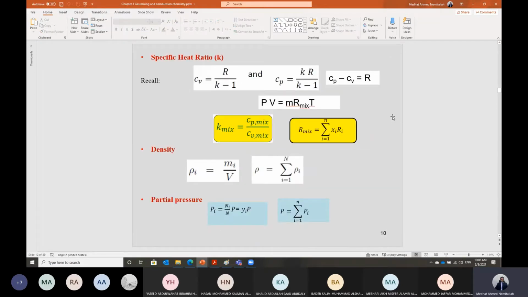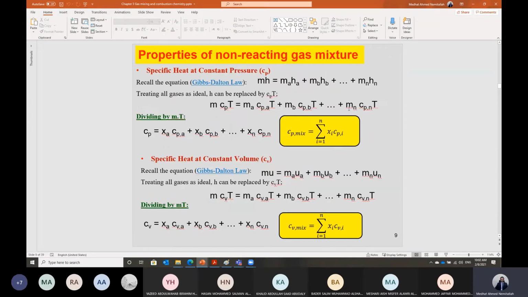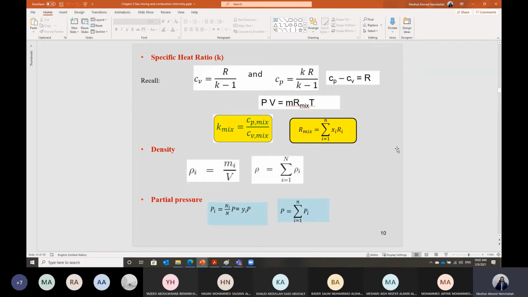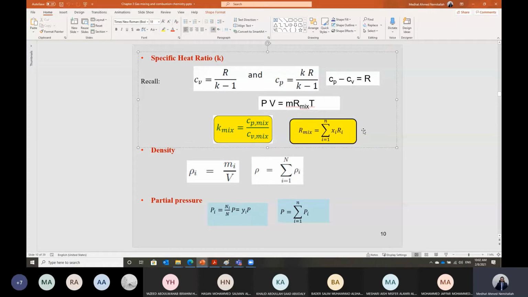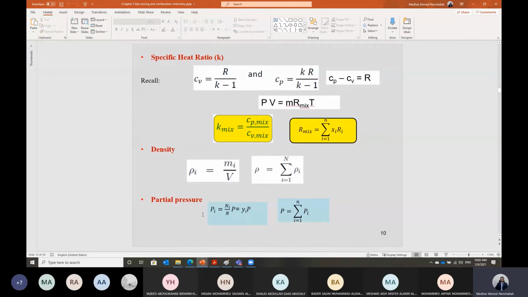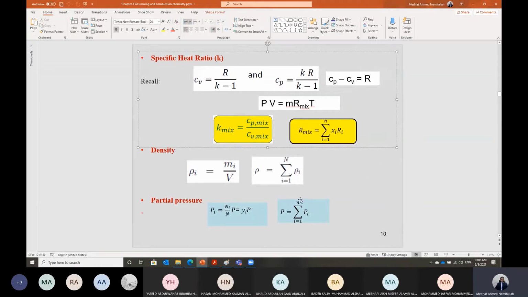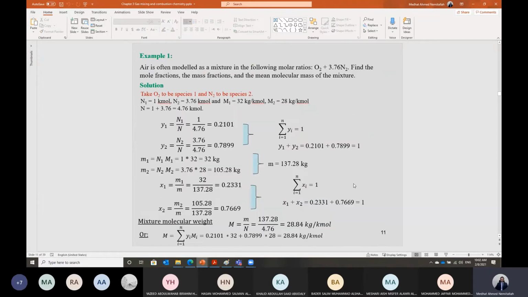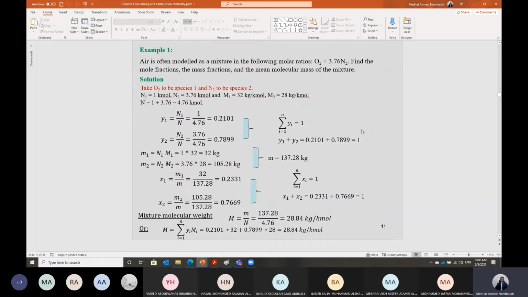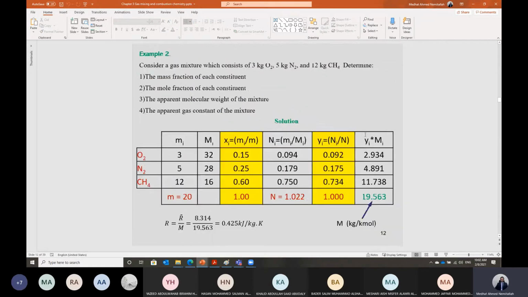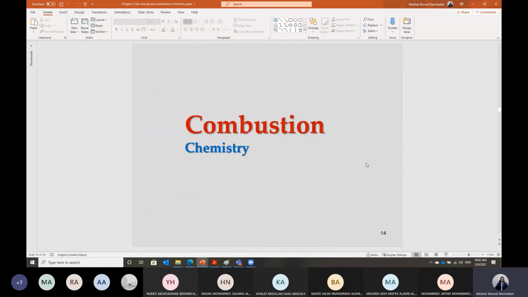Also, we learned how to calculate the properties of a non-reacting gas mixture: the specific heat at constant pressure, the specific heat at constant volume, the gas constant, the molecular weight of a gas mixture, and the specific heat ratio. And we learned also that the total pressure is equal to the summation of the partial pressures. We tried to solve some guiding examples.